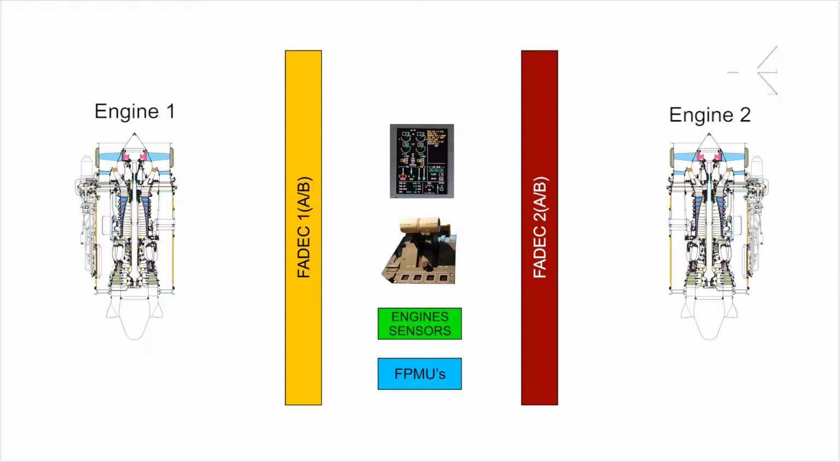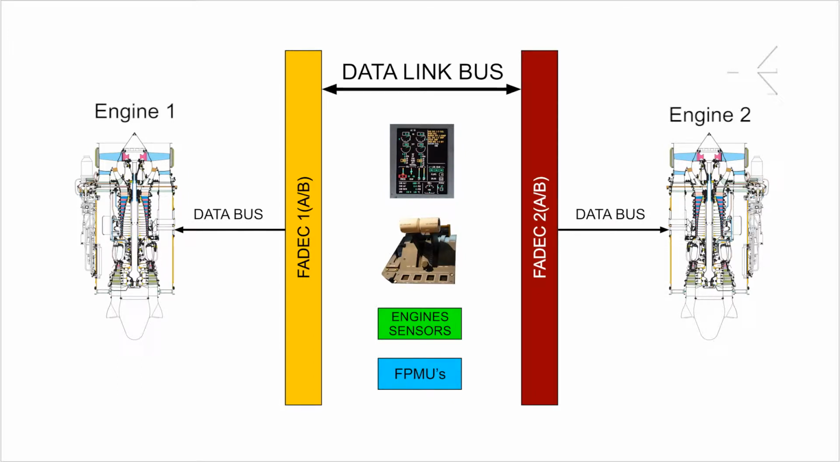Each FADEC is connected to one of the two FADECs on the opposite engine via data bus. Across this bus, the FADECs communicate the information necessary to implement the fuel to increase thrust and control the reverse interlock and automatic takeoff thrust control system, ATTCS.